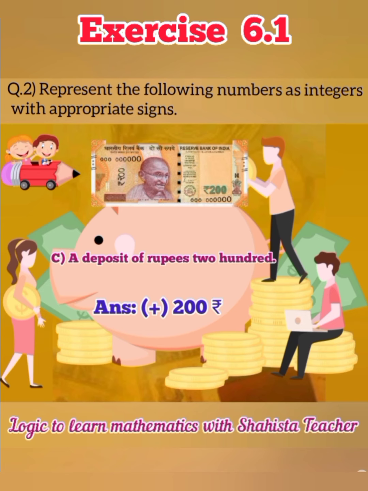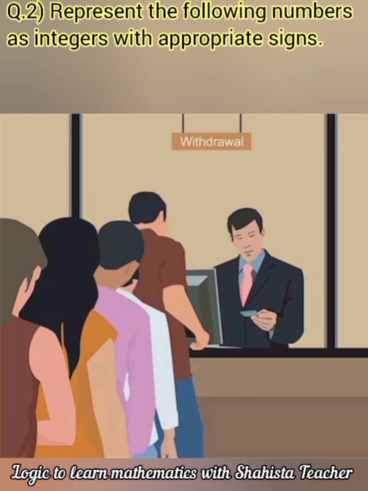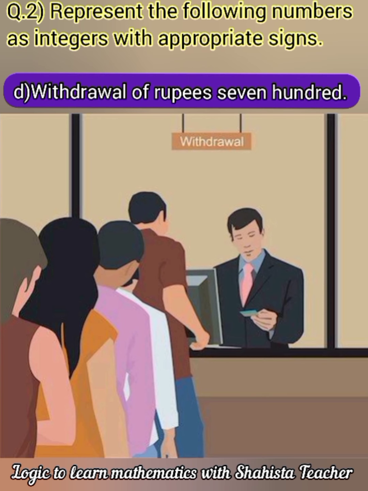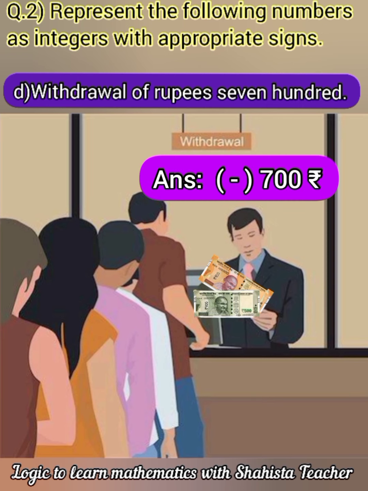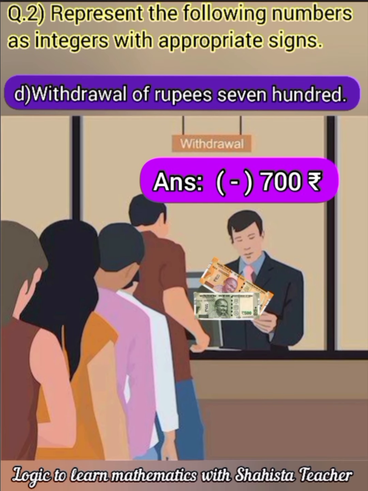Yes, my dear students. Here question number 2, sub-question D, withdrawal of rupees 700. Withdrawal means money is going out from your account. Okay, money is going out, so minus 700 rupees. Withdrawal means minus. Okay, deposit means add, withdrawal means minus. So here answer is minus 700 rupees. Isn't it so simple? Yes, my dear students.